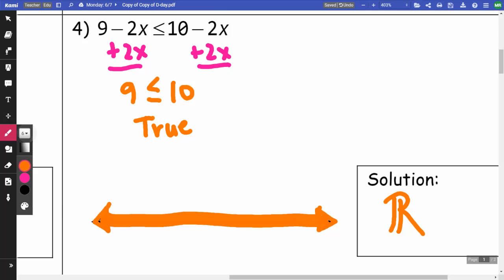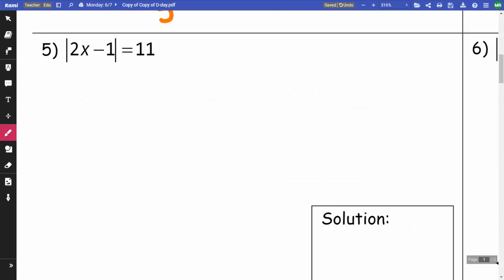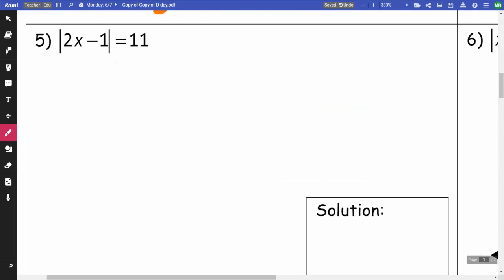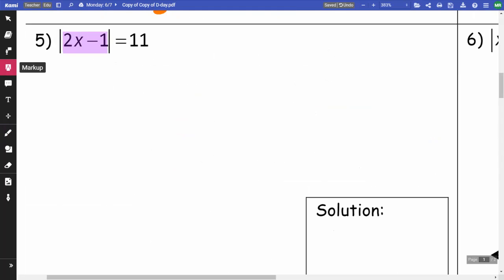And that's your answer. On number 5, this is an absolute value equation. So on these ones, what's really happening here is this value here. Let me just kind of shade this for a second. This 2x minus 1, that thing inside my absolute value.